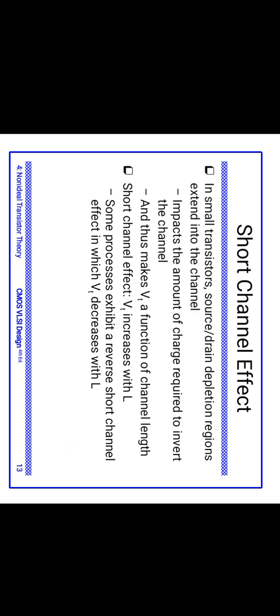Next is short channel effect. In small transistors, source and drain depletion regions extend into the channel, which lessens the amount of charge required to invert the channel, and thus makes Vt a function of channel length. Short channel effect: Vt increases with L. Some processes exhibit a reverse short channel effect in which Vt decreases with length.